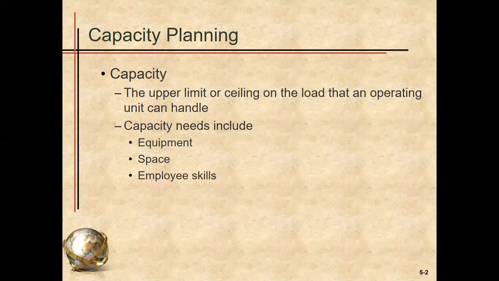So the capacity needs include equipment, space, and employee skills, because equipment determines our capacity handling. I mean, the production handling is quite good, and the space of the production also needs to be calculated. If the space is too small, it will affect the capacity planning. And as for employee skills, good skills will give us good productivity and also make a good impression on the production.